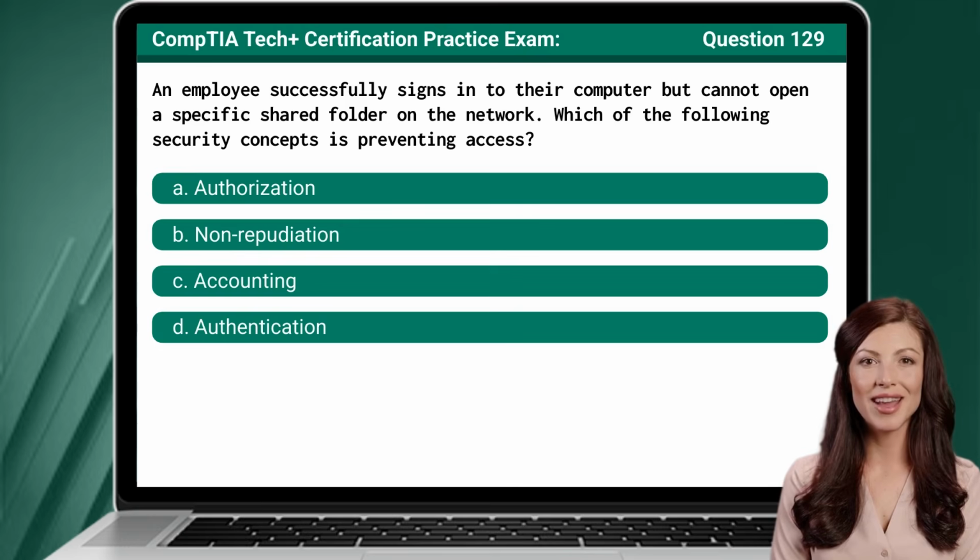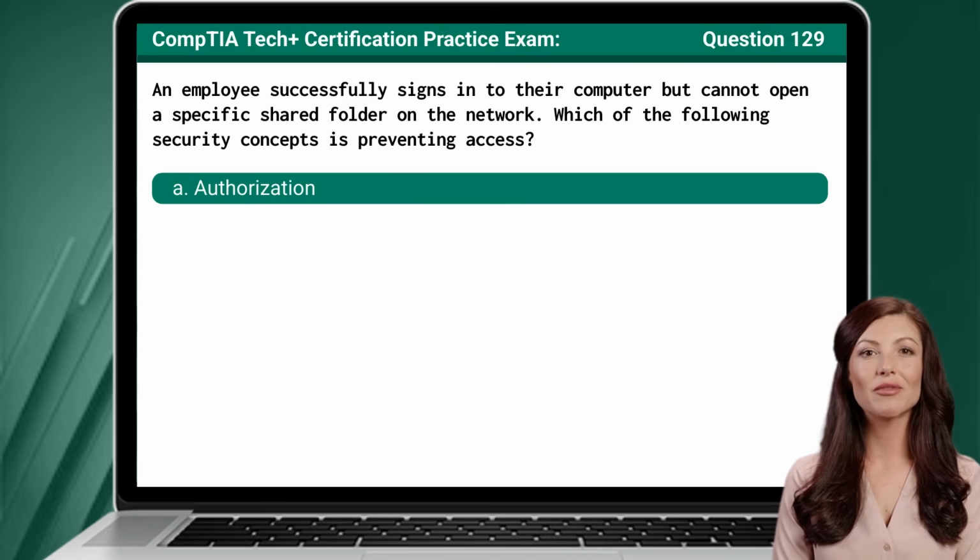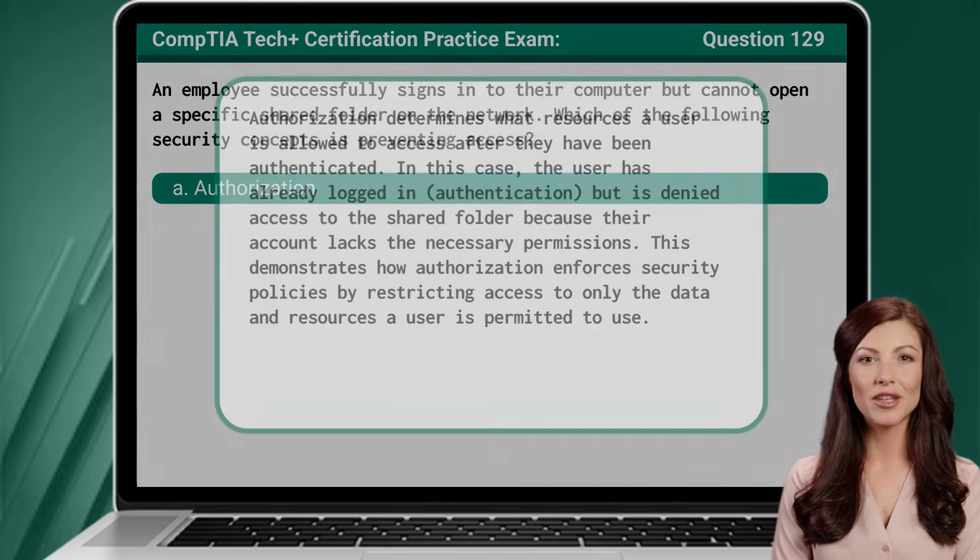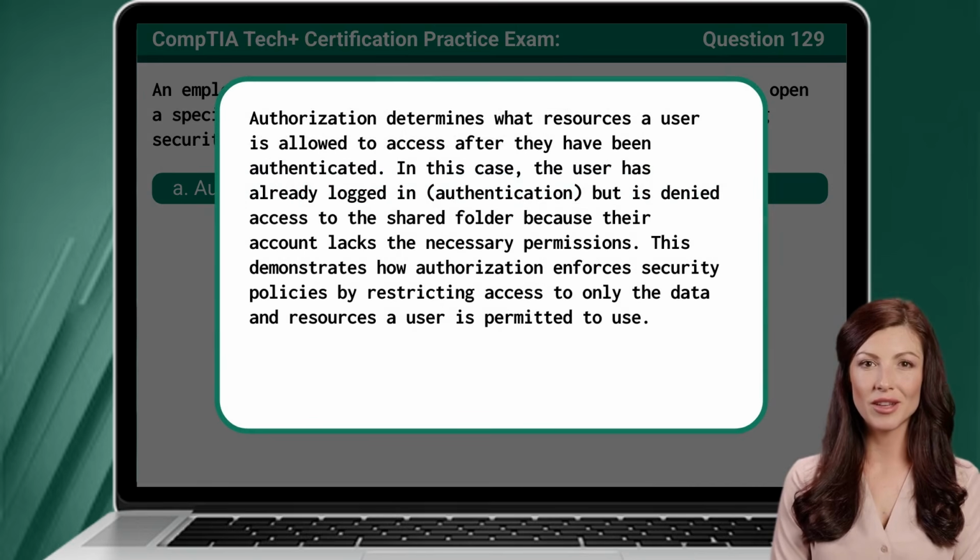The answer is A. Authorization. Authorization determines what resources a user is allowed to access after they have been authenticated. In this case, the user has already logged in but is denied access to the shared folder because their account lacks the necessary permissions. This demonstrates how authorization enforces security policies by restricting access to only the data and resources a user is permitted to use.